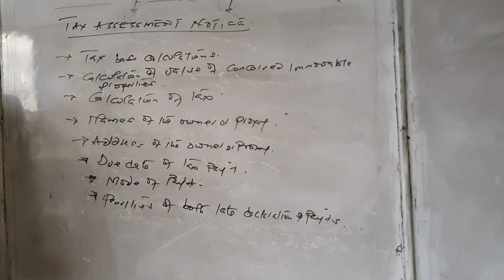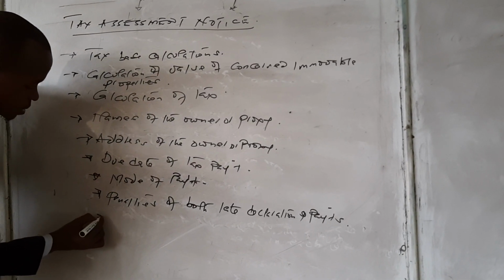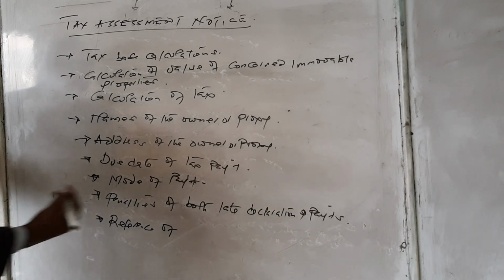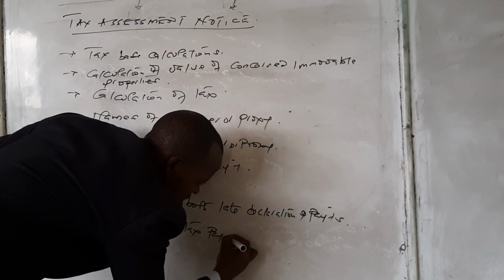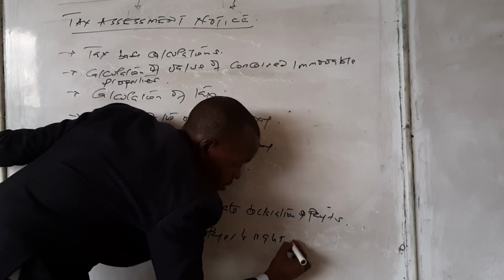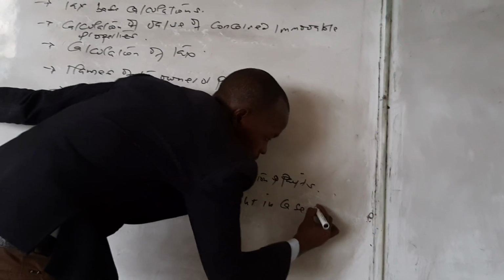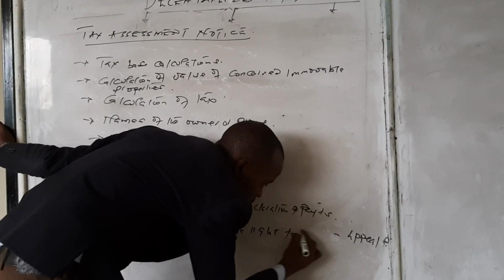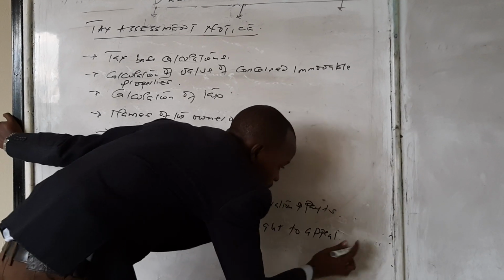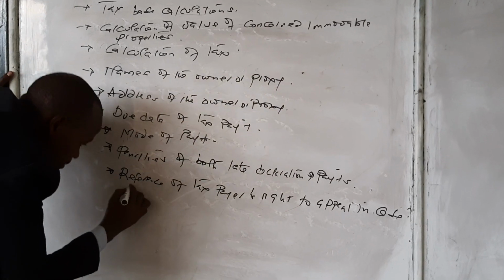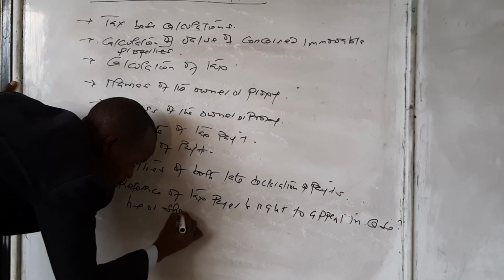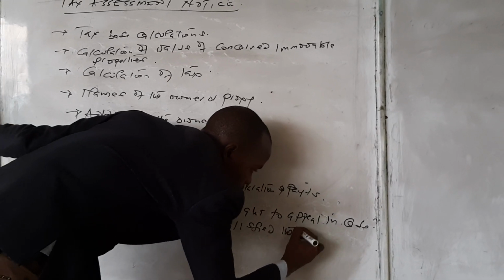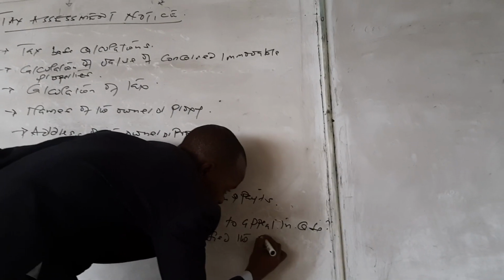It also contains the reference of the taxpayer's rate, and in case of appeal, the taxpayer's right to appeal in case he or she is not satisfied with the notice of assessment.